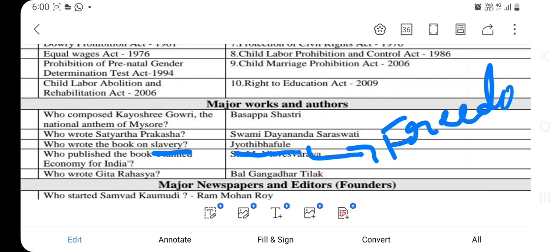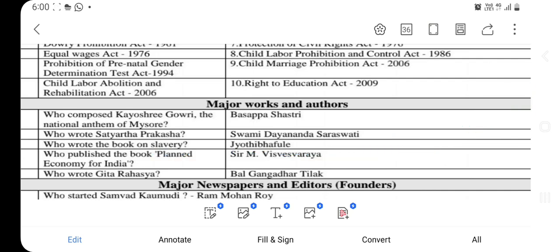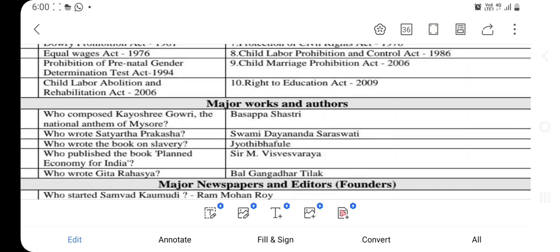In his statement, you can recognize Mahatma Jyotiba Phule: without freedom we cannot get anything. Now, who published the book Planned Economy for India? Sir M. Visvesvaraya. Who wrote the Gita Rahasya in jail? Balagangadhar Tilak, when he was in prison, wrote Gita Rahasya.